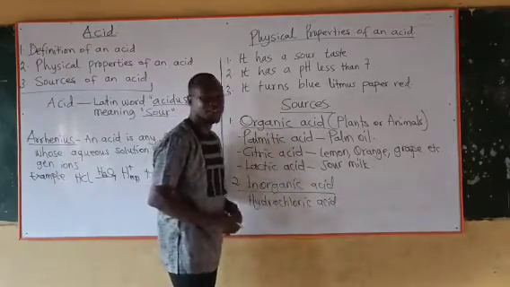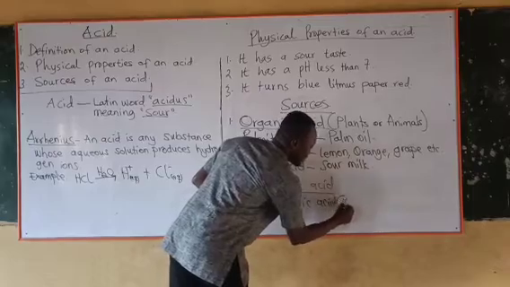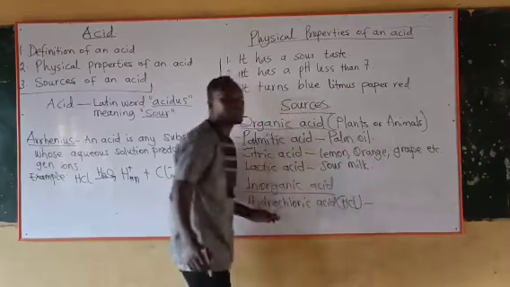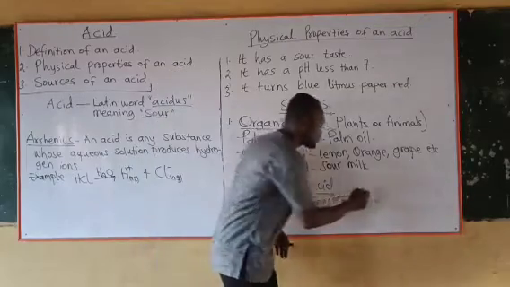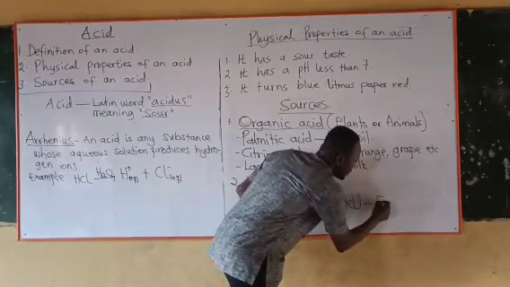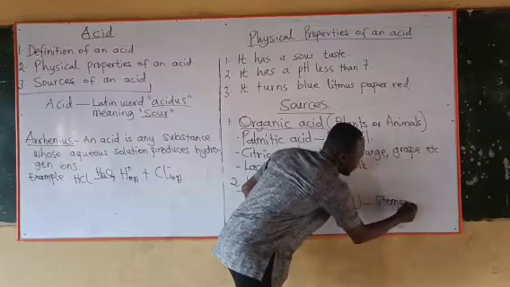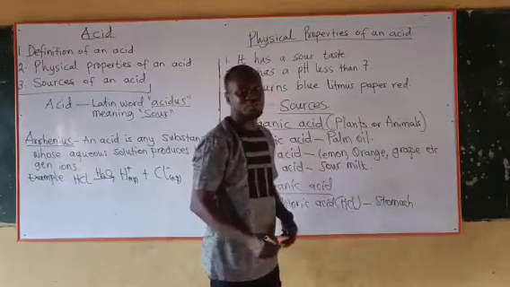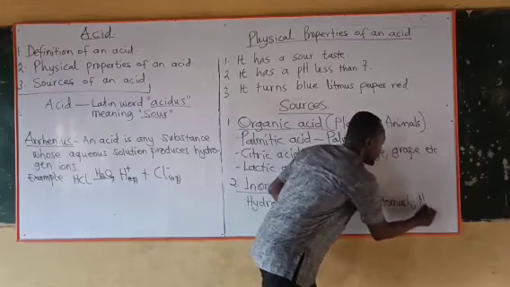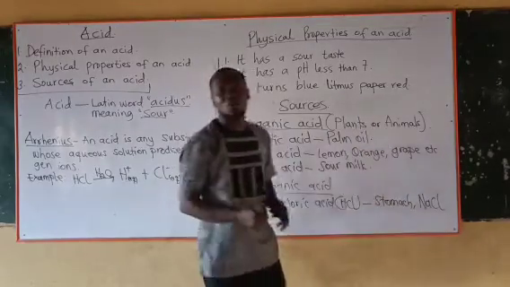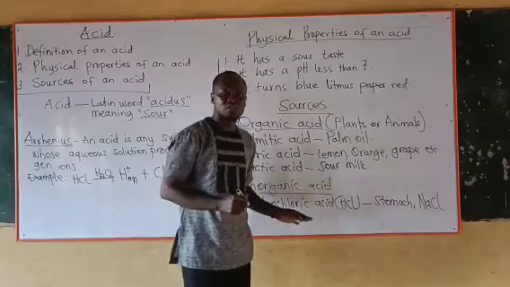hydrochloric acid or HCl. And this type of an acid is gotten from the stomach. When you have the gastric juice, you have this acid there. And then also from sodium chloride. That is not all.